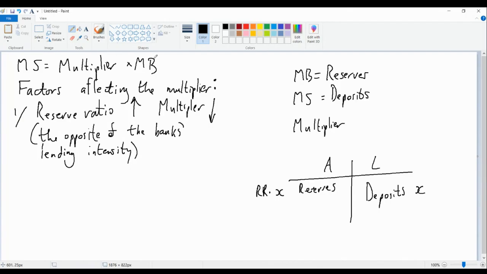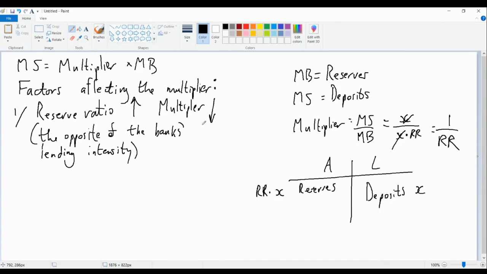Rearranging this, divide both sides by the monetary base, and you just get that the multiplier is the money supply over the monetary base, which is the deposits, which are X, divided by the reserves, which are X times the reserve ratio. Divide top and bottom by X, and what do we get? The multiplier is 1 over the reserve ratio. Again, reserve ratio up, multiplier down.